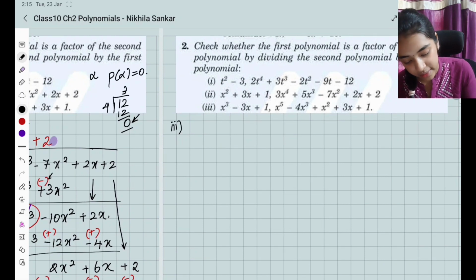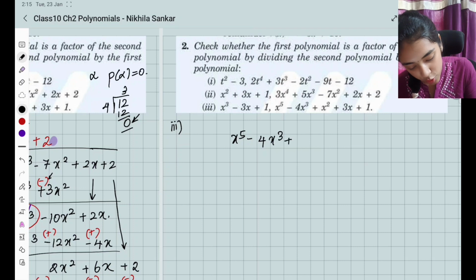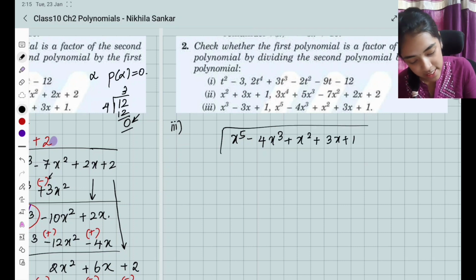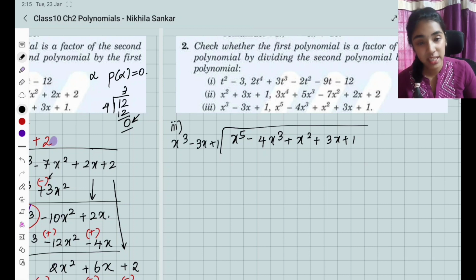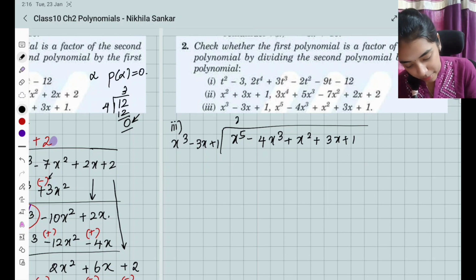Now the third subsection. What is the third subsection? We have x power 5 minus 4x cube plus x square plus 3x plus 1, divided by x cube minus 3x plus 1. Solve many sums like this so that you understand. At least understand that there is one question like this. Okay. So first I have to multiply by x square.